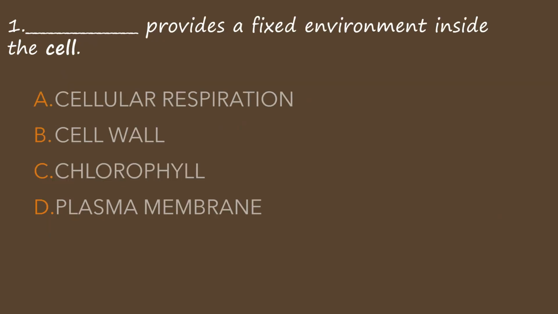Number 1. Blank provides a fixed environment inside the cell. A. Cellular respiration. B. Cell wall. C. Chlorophyll. And letter D. Plasma membrane.